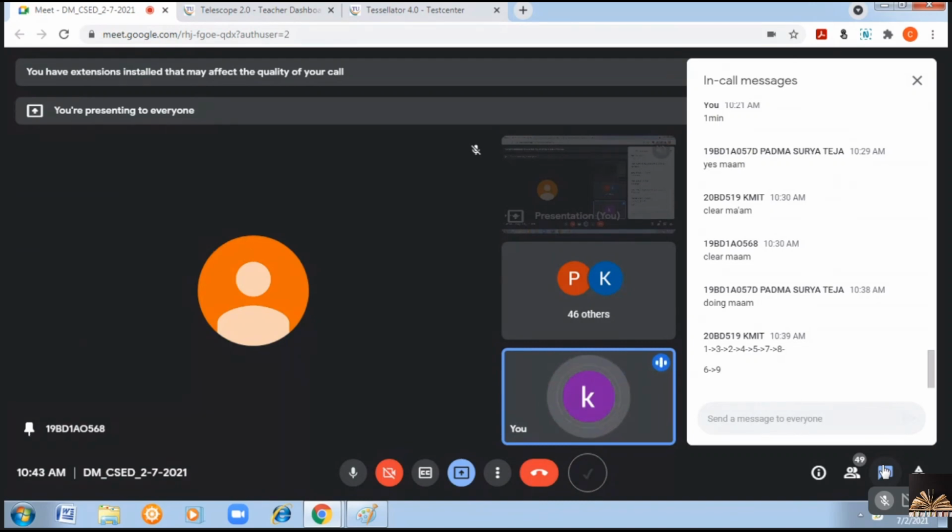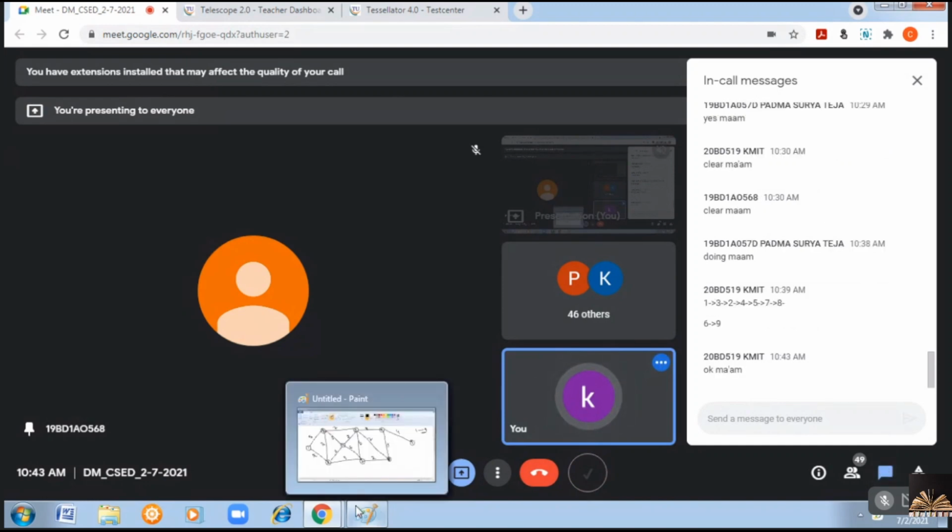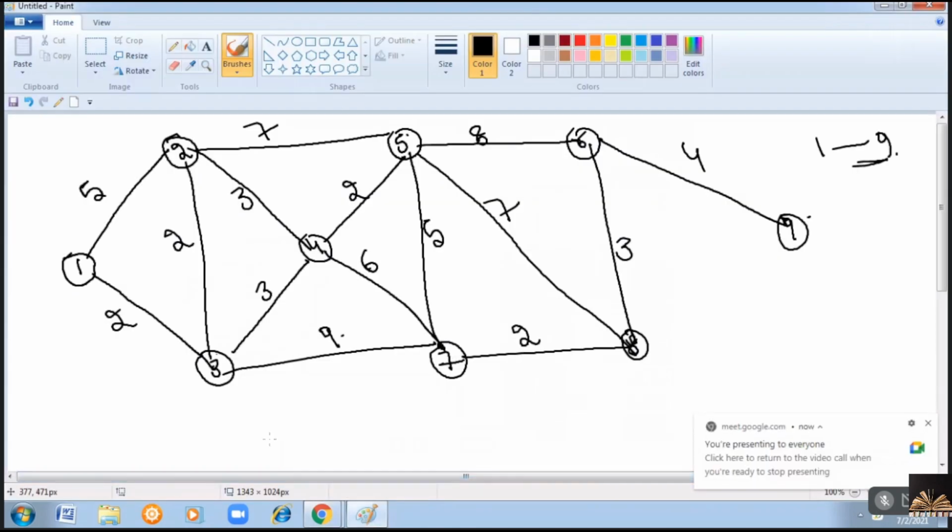That's not the shortest path. The path distance is 23, but that is not the shortest path. So I'll give you the shortest path. You try at your home. 1 to 3, 3 to 7, 7 to 8, 8 to 6, 6 to 9. This is the shortest path. So you try at your home.